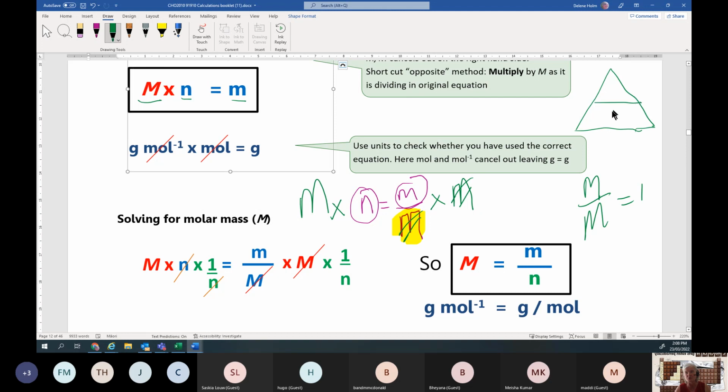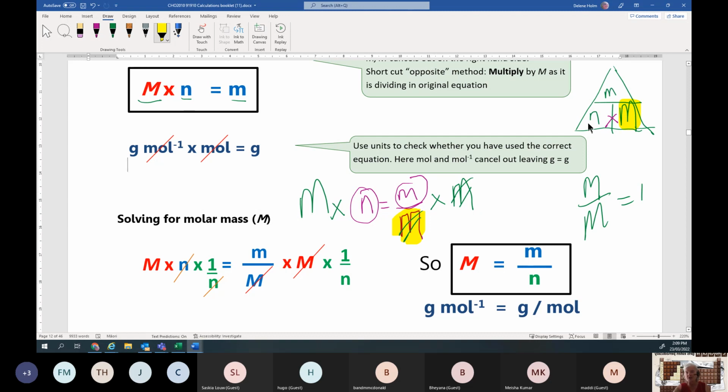You may have seen these triangles before, where you have n over here, small m over big M. And so if I want to calculate n, you can see it's small m over big M. If I want to calculate m, then you can see it's just n times M. Or if I wanted to calculate the molar mass of something, given the mass and the amount, it's unlikely you'll ever do that. It's normally that you have to get the molar mass from the periodic table. But if you wanted to, then you just say, okay, it's going to be small m over n.